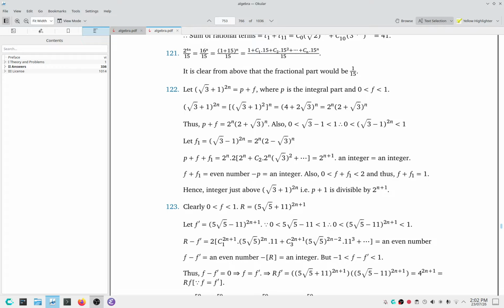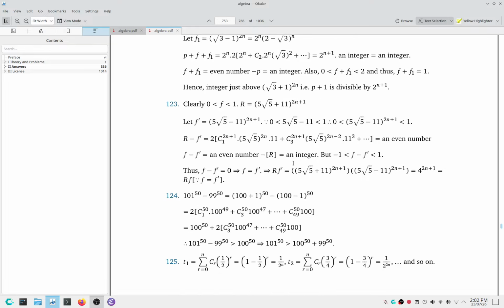Okay. Now this will be an integer. Now f plus f1 will be an even number minus p, which is equal to an integer. We see that 0 plus f1 will be between 0 and 2. So f plus f1 is 1. And hence the integer just above (square root of 3 plus 1) to the power 2n, that is p plus 1, is divisible by 2 to the power n plus 1.